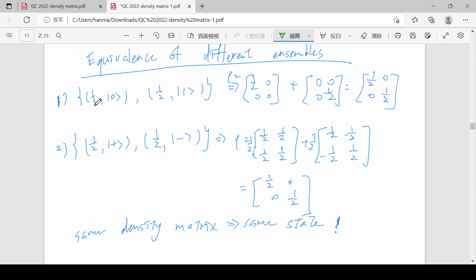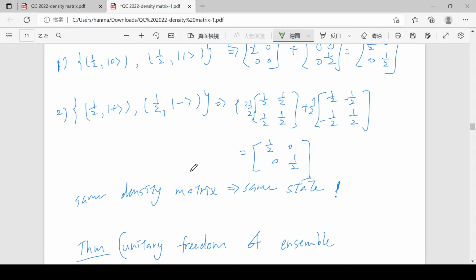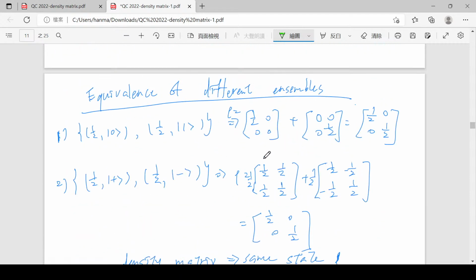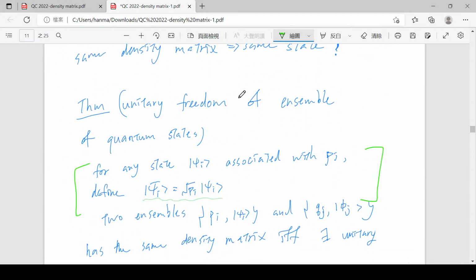So in particular, z direction 50-50% and x direction 50-50% is actually the same state. It seems a little weird in terms of physics, but that is true. You can check all the measurement outcomes have the same probability distribution.